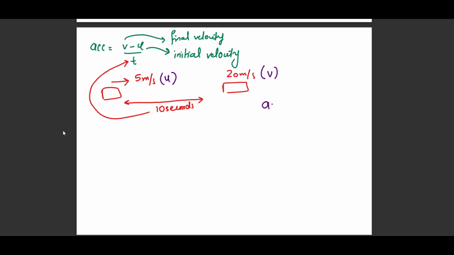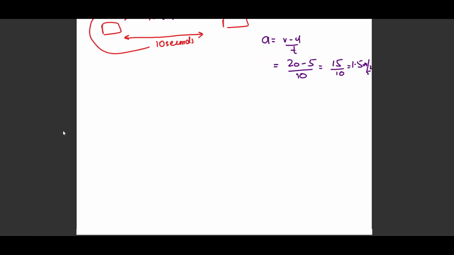Now, if you put this in the formula, we have v minus u over t. This becomes 20 minus 5 divided by the time taken for the process, which is going to become 15 divided by 10 equals 1.5 meters per second square, right? So it is accelerating at 1.5 meters per second square. Now, what does that mean?